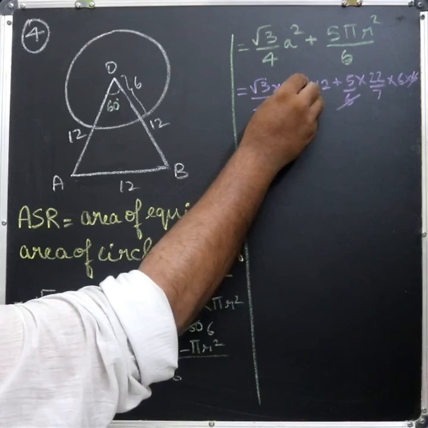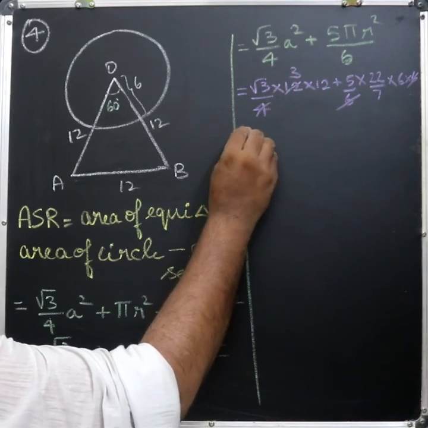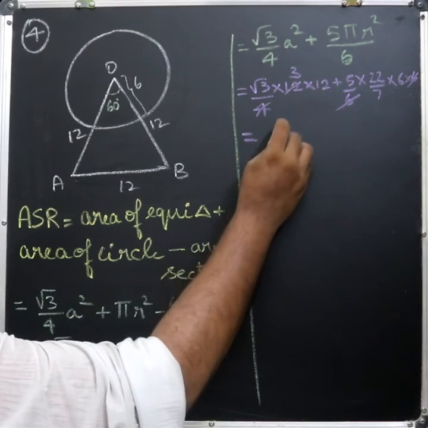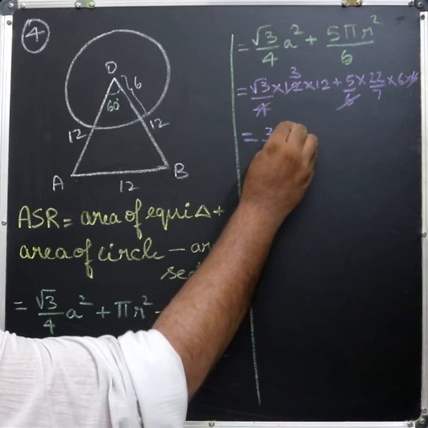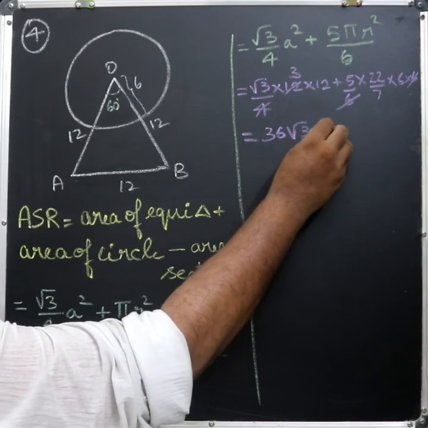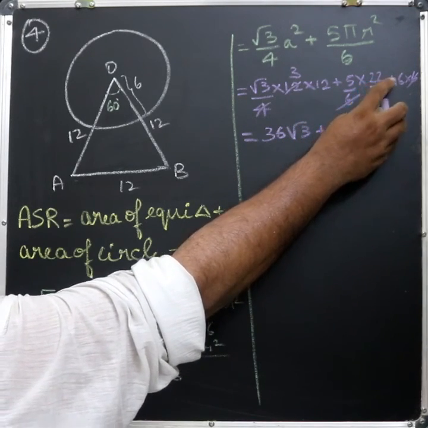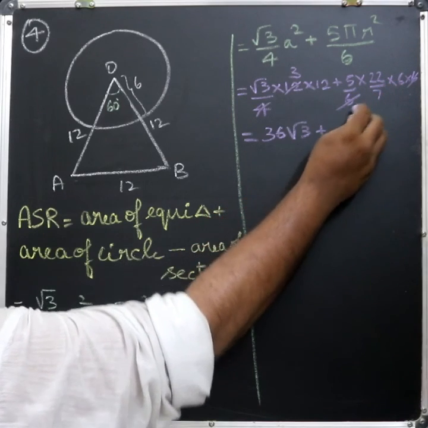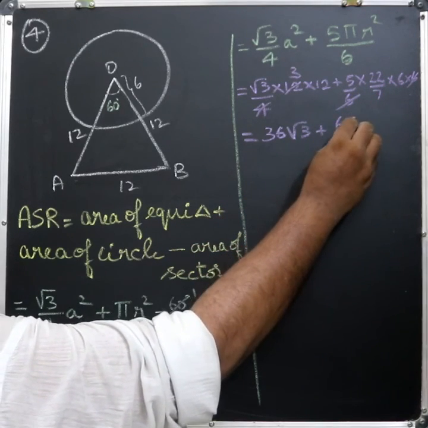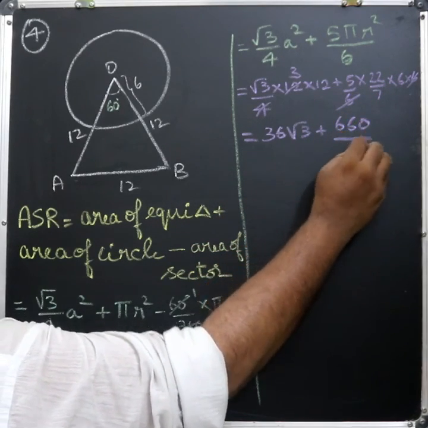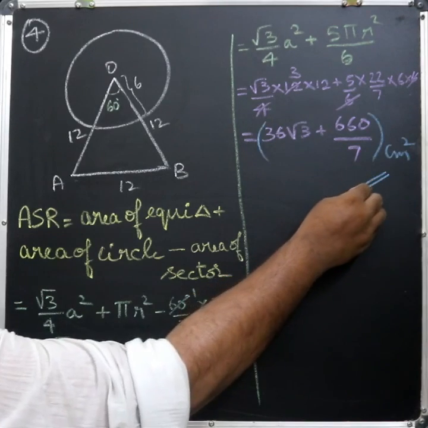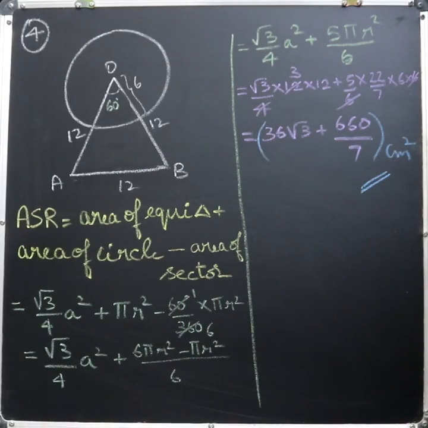So 4 ones are 4, 3 fours are 12. So we are going to have 3 into 12, that is 36 root 3, plus 5 into 22 is 110. 110 into 6 is 660 by 7. This is the area of the shaded region. The area of the shaded region is 36 root 3 plus 660 by 7 centimeter squared.